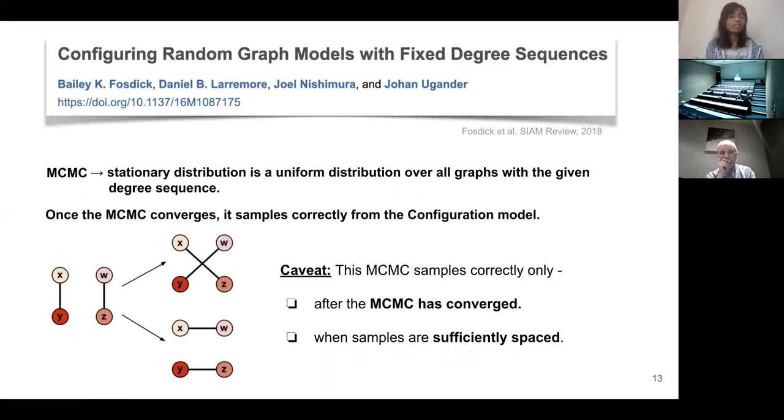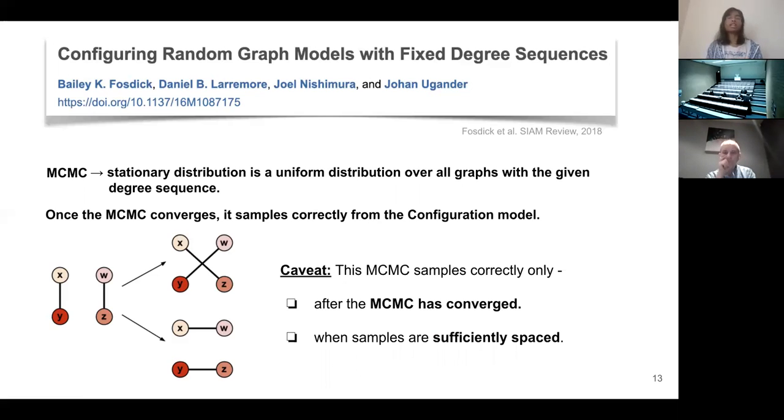So the caveat of the MCMC proposed by Fosdick et al. is that it will sample correctly from the configuration model only after the MCMC has converged. If we sample from this Markov chain before the MCMC has converged, then we are not going to generate correct samples from the configuration model. They're going to be biased in some ways, and that is not what we want. So we have to wait till the MCMC has converged.